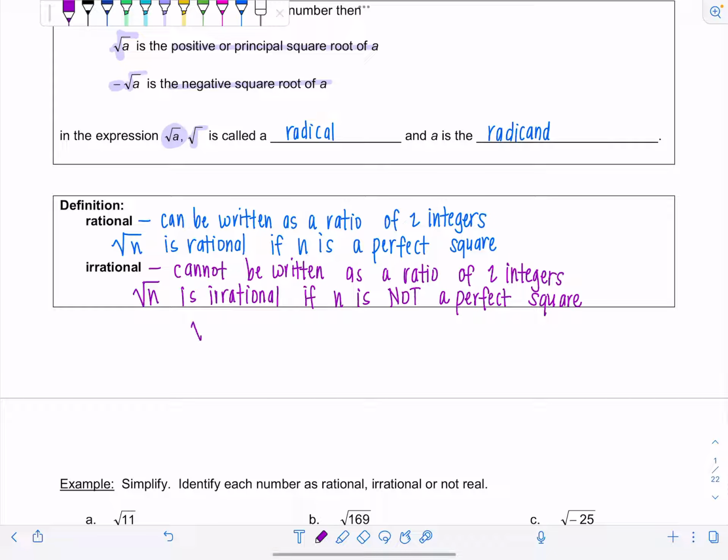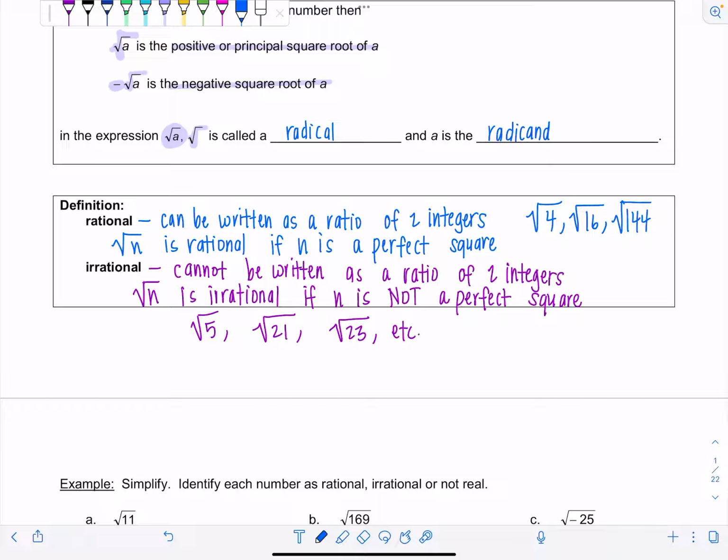So something like square root of 5, square root of 21, square root of 23, etc. Those are all irrational. Rational would be square root of 4, square root of 16, square root of 144. If this idea is a little fuzzy, I have a short video on irrational versus rational numbers. I'll link it here, where I give lots of examples.